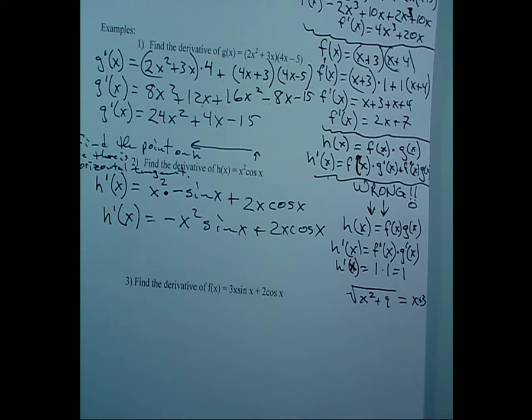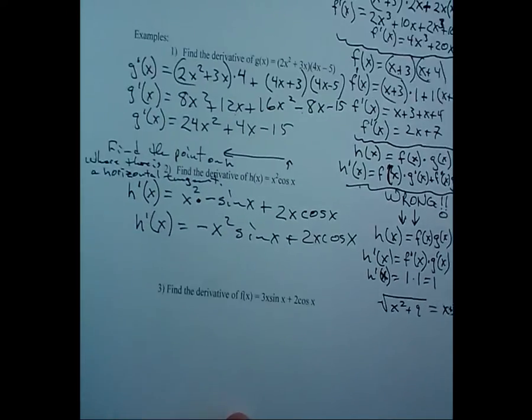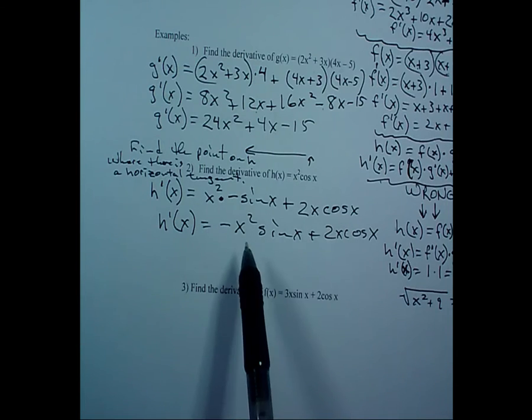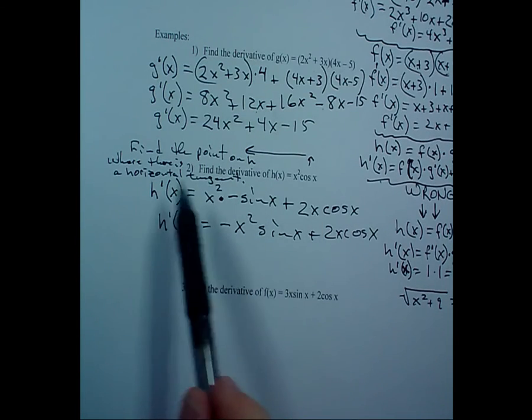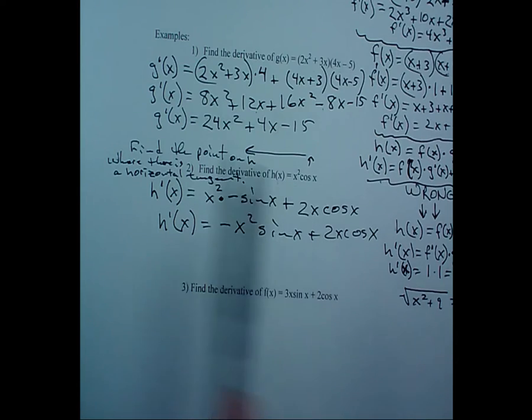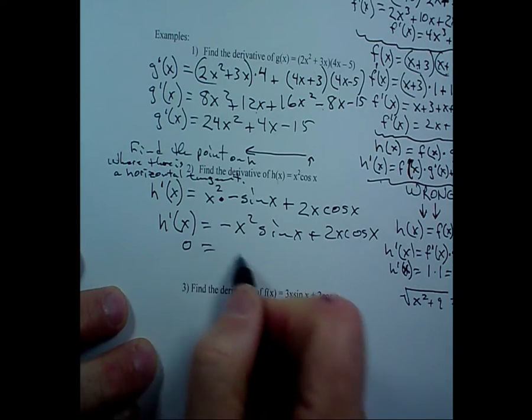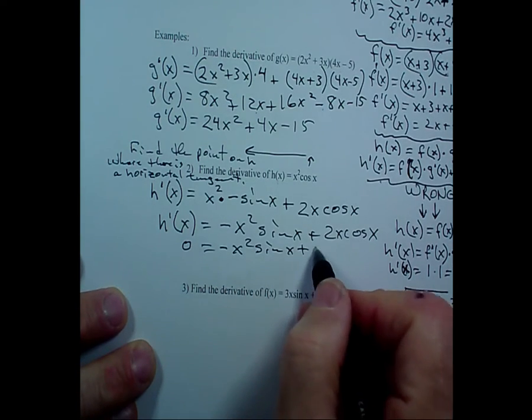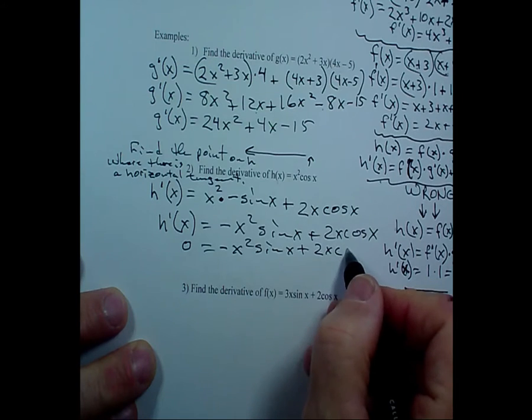Ryan, how would I solve that? So, horizontal tangents. Yeah, I went through, I figured out the derivative. Now I got to find the point on this function that has a horizontal tangent. We set it equal to 0. Set this equal to 0. Why 0? Because a horizontal tangent line has a slope of 0.